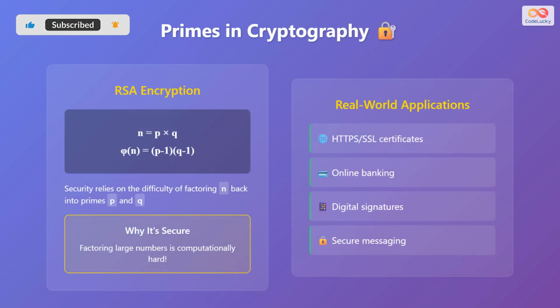Prime numbers play a crucial role in cryptography, especially in RSA encryption. In RSA, n equals p times q, where p and q are 2 primes, and phi of n equals p minus 1 times q minus 1. The security of RSA relies on the difficulty of factoring n back into the primes p and q. Factoring large numbers is computationally hard. RSA encryption has several real-world applications such as HTTPS/SSL certificates, online banking, digital signatures, and secure messaging.